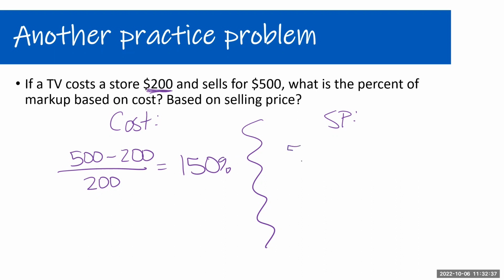Selling price, we're going to see 500 minus 200 on our numerator still, but now we're going to use that 500 as our denominator, and that's going to give us 60%. Still a pretty solid markup.